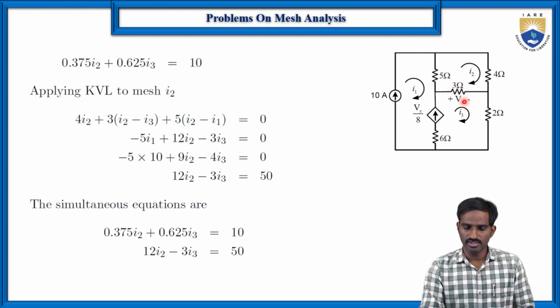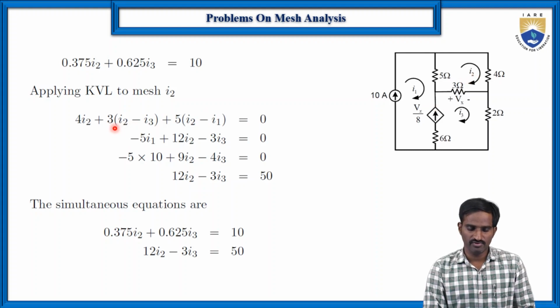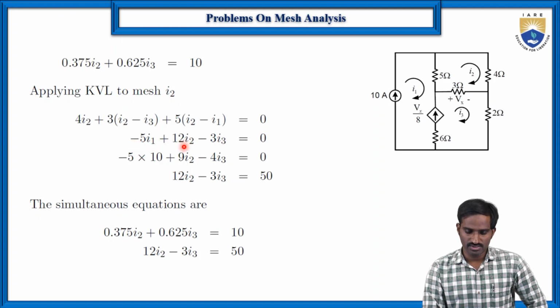the current flowing through here, it is Vx. Vx we already know is equal to 3 into I3 minus I2, but with respect to the current I2, here we can write 3 into I2 minus I3 plus 5 into I2 minus I1, which is equal to 0. If you simplify this, you will get finally 12 I2 minus 3 I3 is equal to 50. Right?